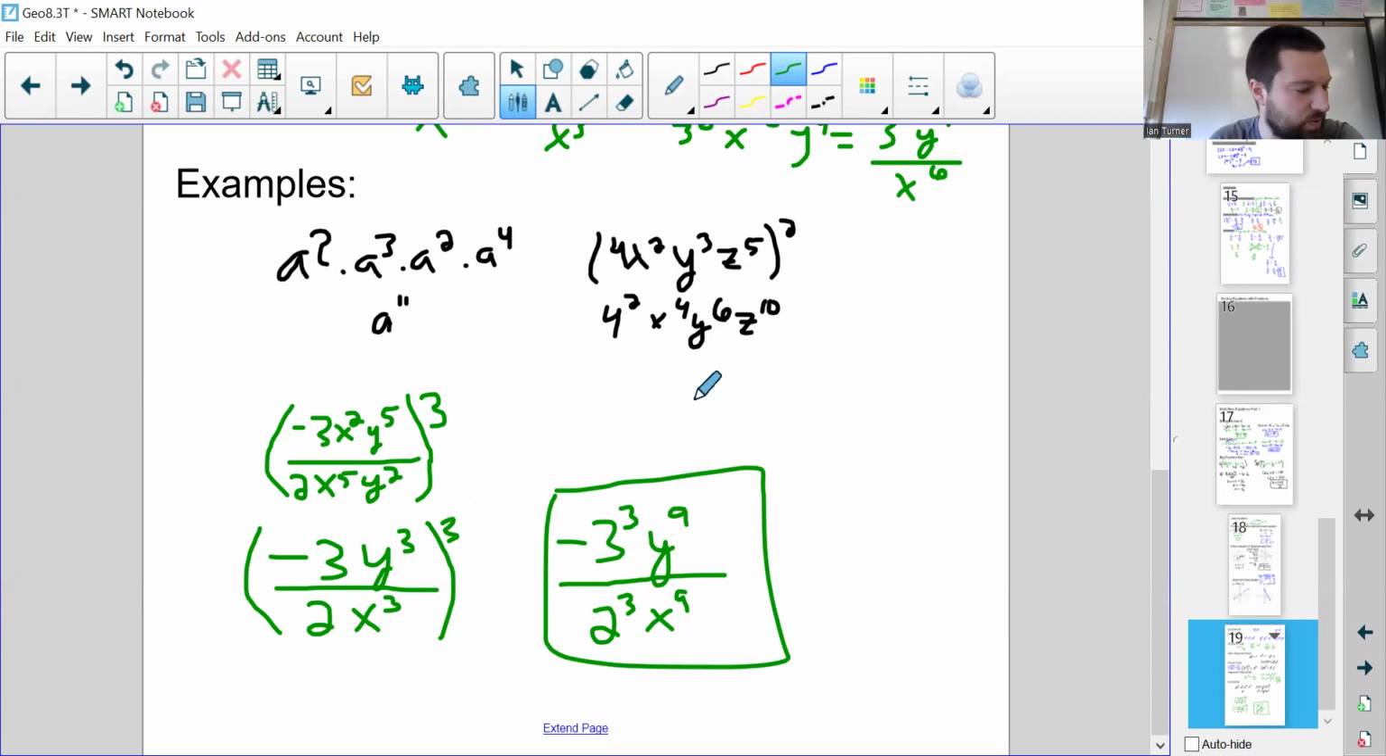Otherwise, your guys' problems don't look too bad. It's kind of going through, and there's one you got to FOIL. There's some division ones, but it's not too bad. You can probably roll through even all those examples we did.